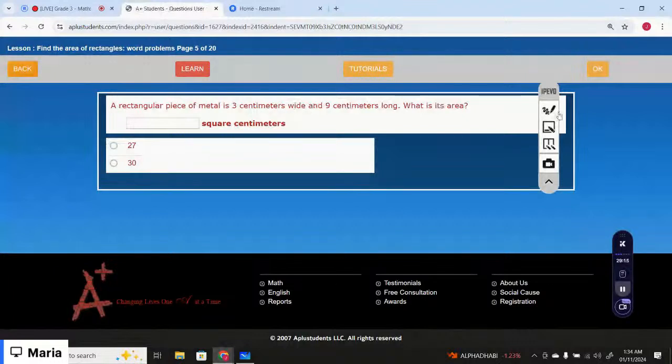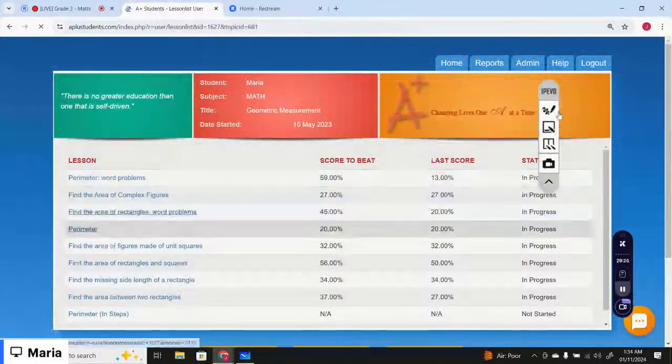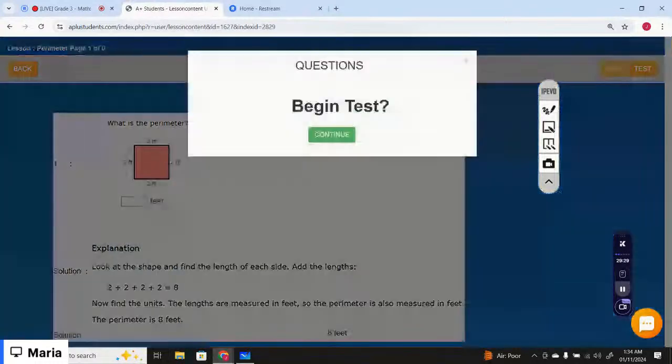Okay, you can complete the lesson by yourself later today. Let me just move on to the next lesson. That is perimeter. Let's just start with the test questions.